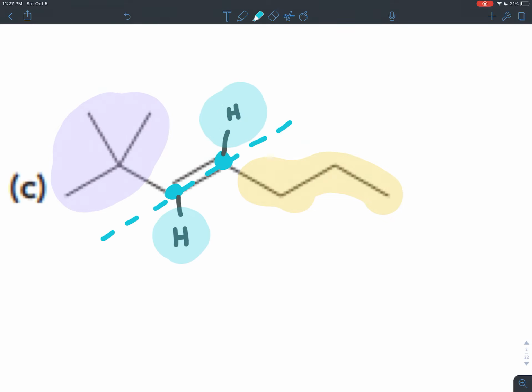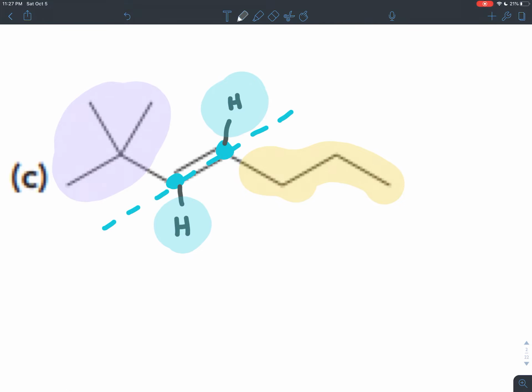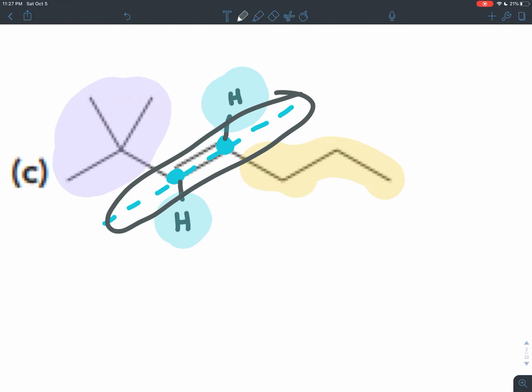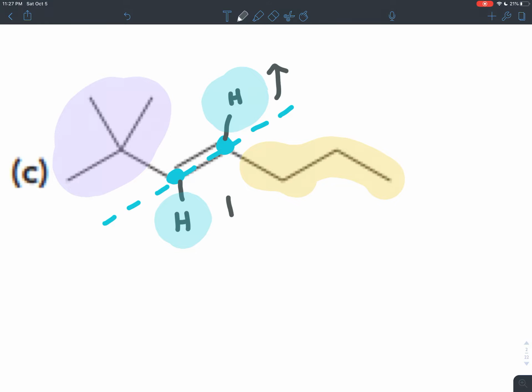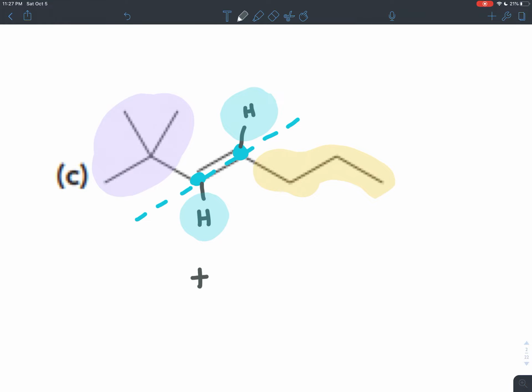So because there's a hydrogen on each of those carbons in the double bond, this is stereoisomeric. And because the hydrogens are on opposite sides of that dotted line, one is sort of going up and the other is sort of going down, this is a trans isomer.